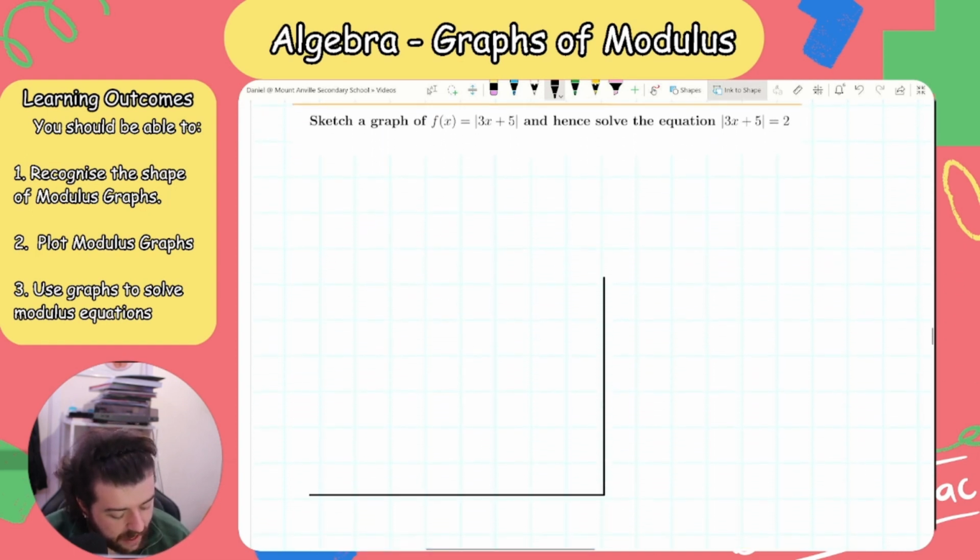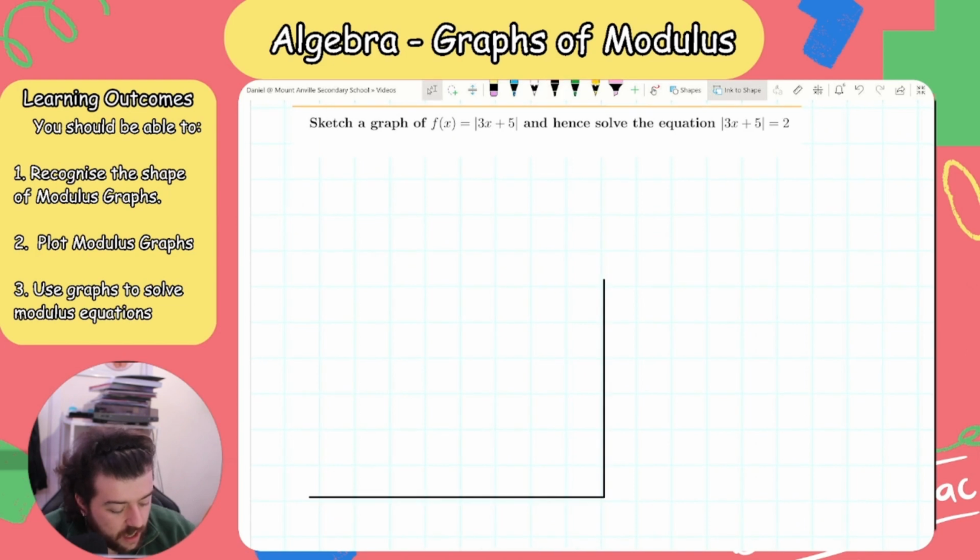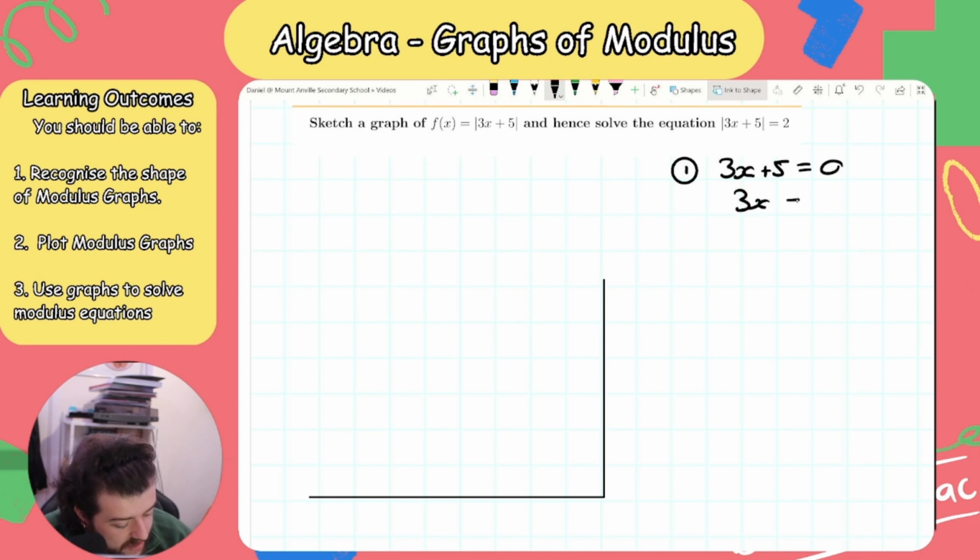So let's look at an example. Sketch a graph of the function 3x plus 5, and hence solve the equation: the absolute value of 3x plus 5 is equal to 2. I first need to find my first point, which is 3x plus 5 equals 0. So 3x is going to equal minus 5, and x is going to equal minus 5 over 3. So my first point is minus 5 over 3, 0.